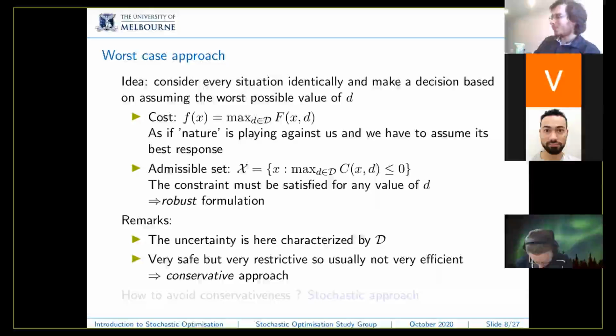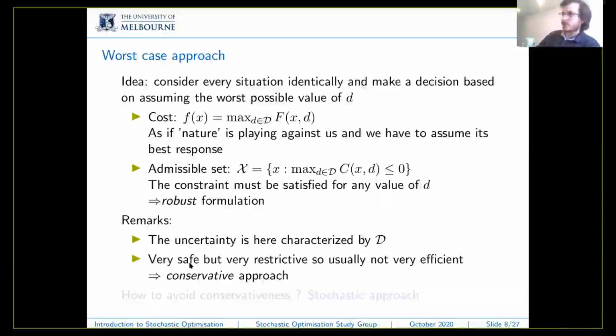The advantage is that whatever happens, you will not get off the road. But you will get home very late because you will not be very fast. This type of property is called conservativeness. We have a conservative approach, and usually we want to avoid it.